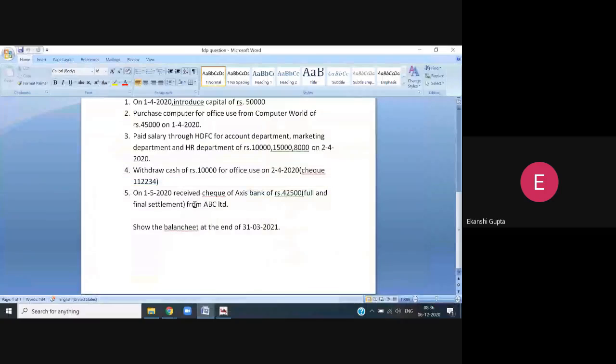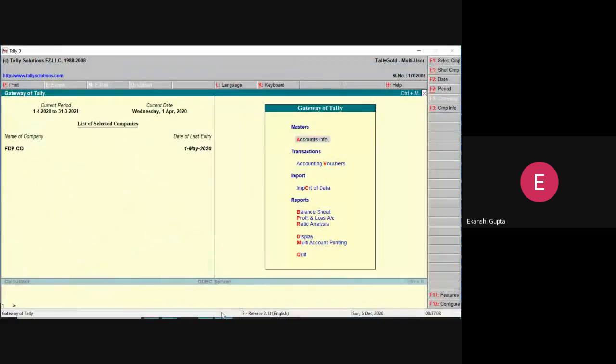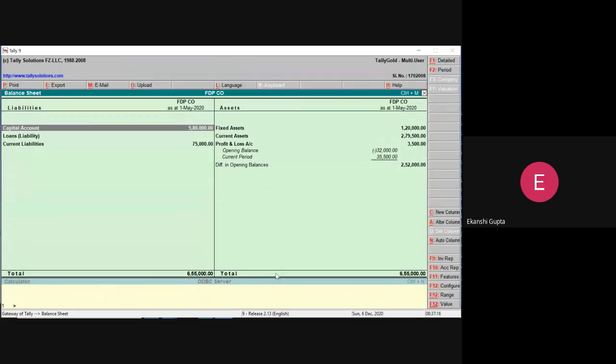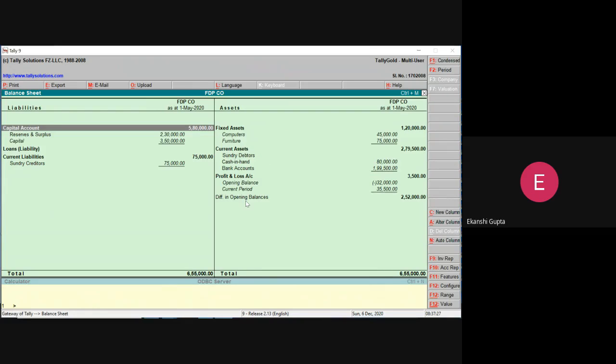So this is how your accounting entries are passed in your accounting voucher. Now you need to show the balance sheet at the end of 31st March 2021. So I'll go under reports, balance sheet, and I can just see how things are there. If I want to go into detail, I can see the detailed values under my balance sheet.